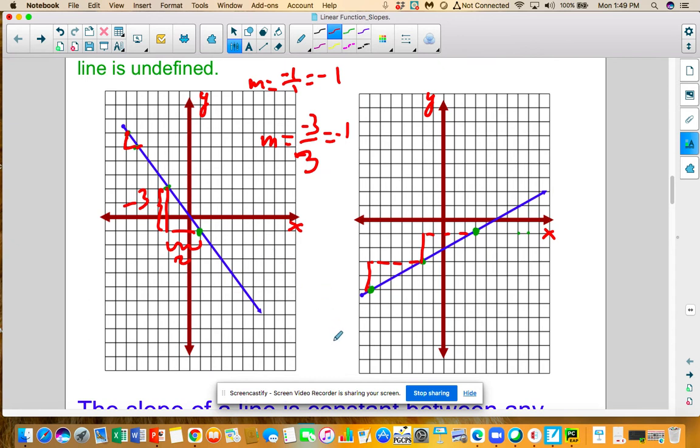All right, the slope of the line is always the same. Now, this line is rising from left to right. Guess what? The slope would be positive.